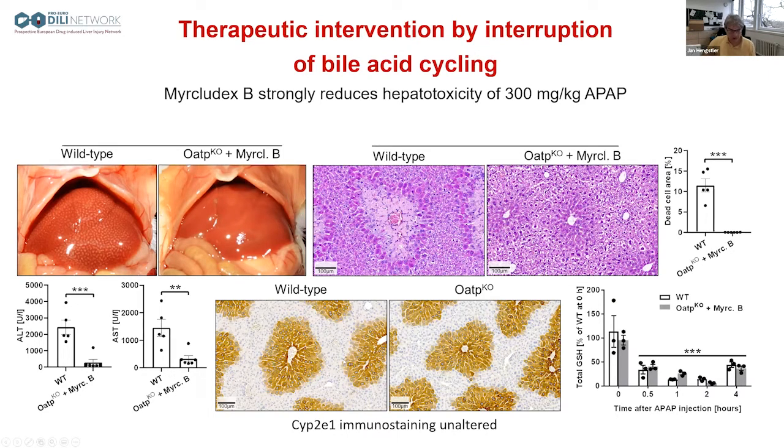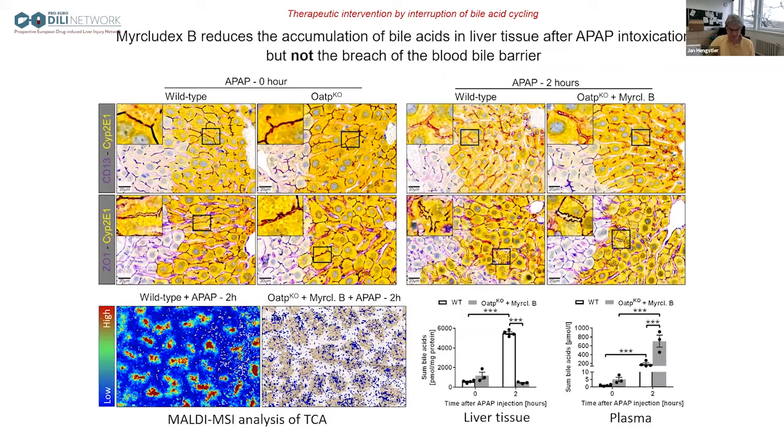One always has to perform control experiments to see if, by OATP knockout or Mercudex-B, the activating enzymes are altered. This is not the case. And also the total glutathione content is not, or only to a relatively small amount, influenced. So in conclusion, this intervention by blocking bile acid uptake indeed ameliorated paracetamol hepatotoxicity in mice.